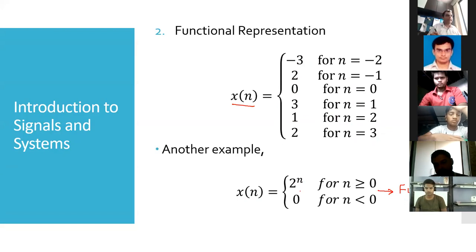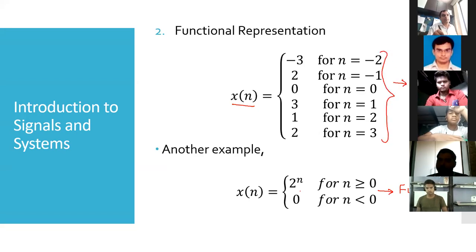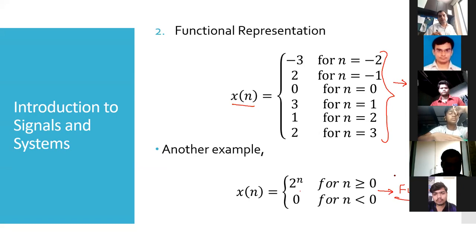So sometimes you may have a mathematical function to represent a signal, and sometimes you may have values like this. These are used in finite signals, that means those signals which are defined only for a specific duration. Whereas the signals which are defined at all instants of n or t are almost infinite. They go up to infinity. Then those signals are represented using mathematical functions like this.